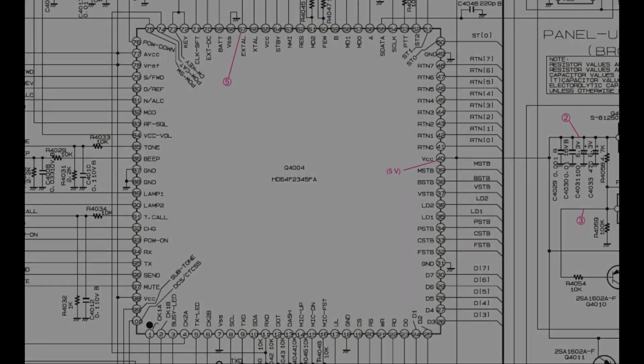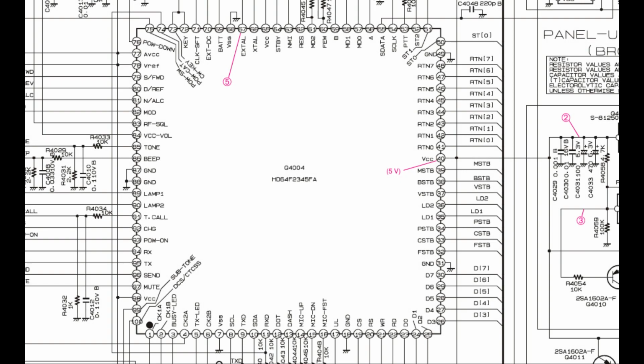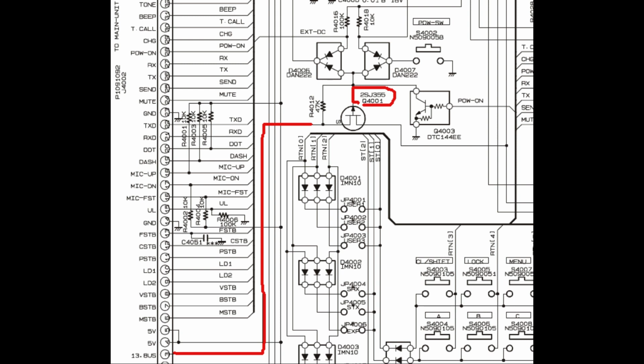Now, let's get back to the missing power on signal. This is the main microcontroller of this transceiver, and the power on signal is generated directly by one of its output pins. However, a quick check with the multimeter showed that the VCC pins on this CPU are all at 0 volts. So, let's follow the power supply from where it enters this PCB.